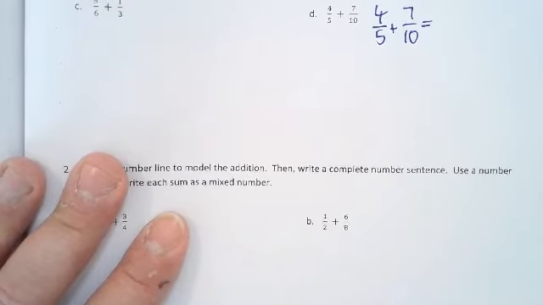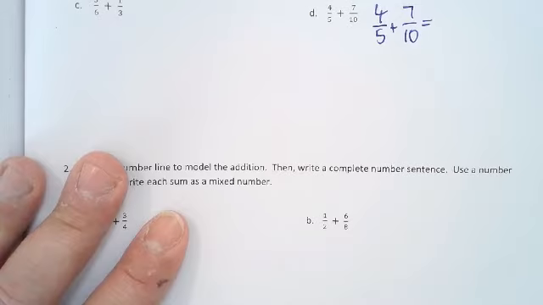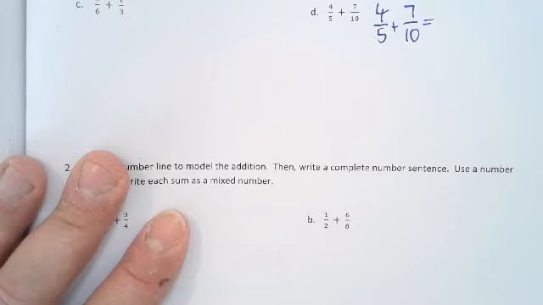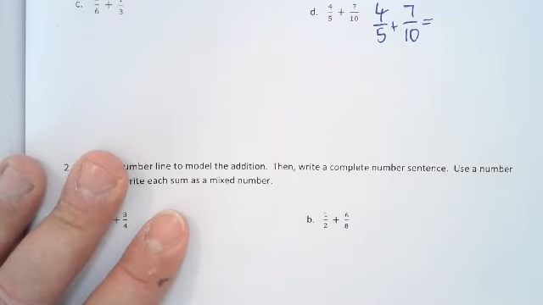All right. In this exercise, they said they wanted us to draw a tape diagram to represent each add-in. So they want us to represent 4/5 and 7/10. Decompose one of the tape diagrams to make like units. Then write a complete number sentence. Use a number bond to write each sum as a mixed number. So a lot going on there.